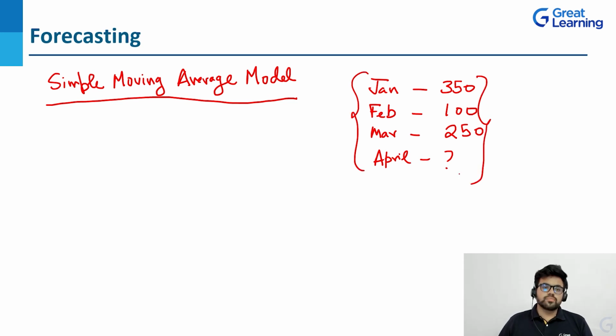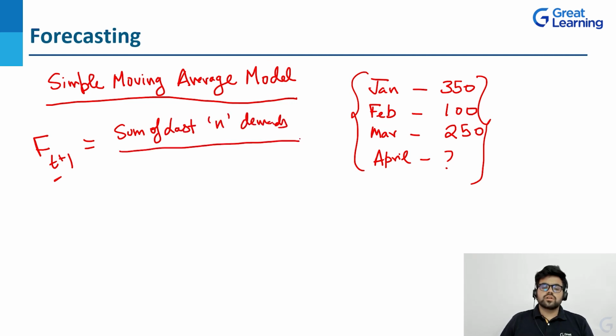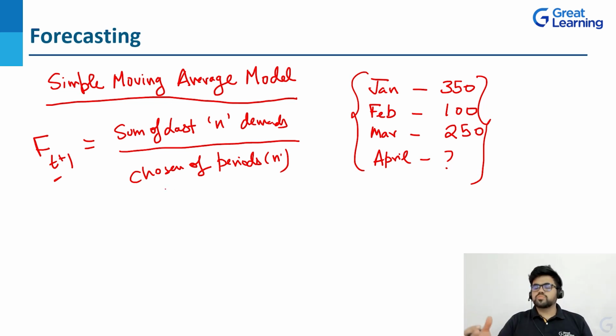So what does the simple moving average state? It states that the forecast of T plus 1, where T is the current month, would be the sum of the last n demands, the whole divided by the chosen number of time periods. All right. So how would that occur in this particular scenario? Let's look at that first.